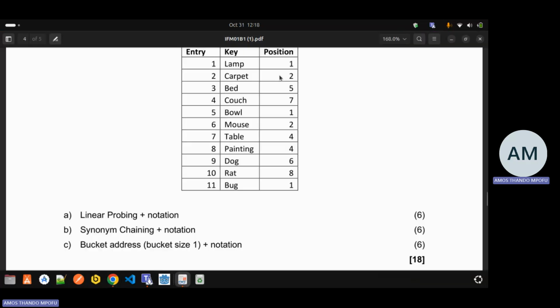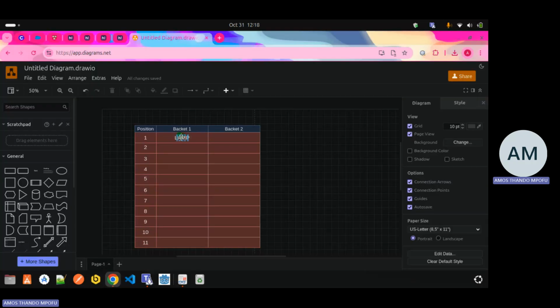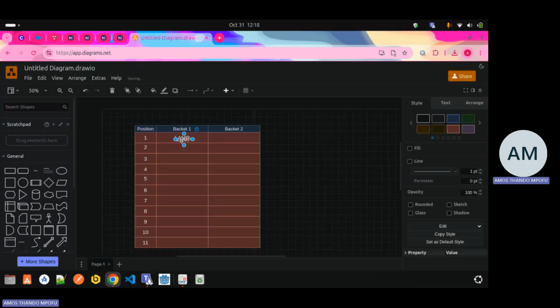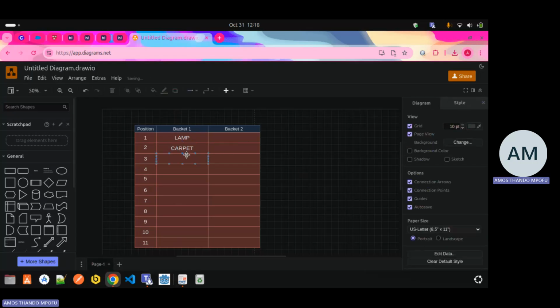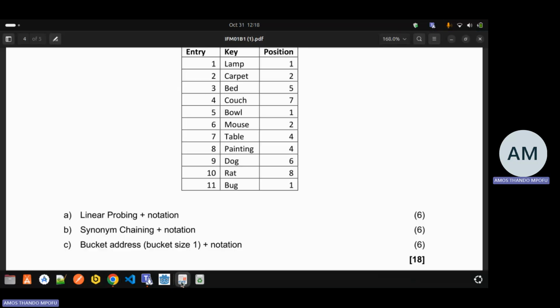So I'm gonna do this, and then let's start. I'm gonna start with lamp. It's at index 1, straightforward. Then I go to carpet, which is at index 2 or position 2. So I'm gonna put carpet here. We start with bucket 1. Then we only use the second bucket if for that row it's already occupied. And then we need a third bucket if in the first bucket that row is occupied, and in the second bucket that row is also occupied. Then we would be forced to create a third bucket.